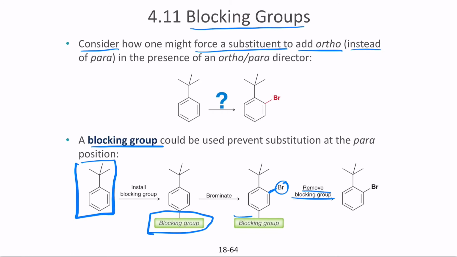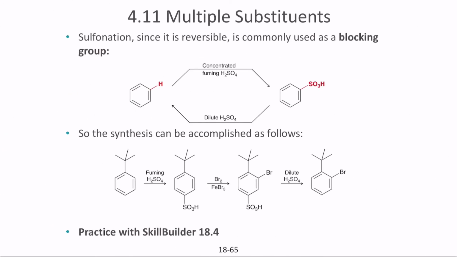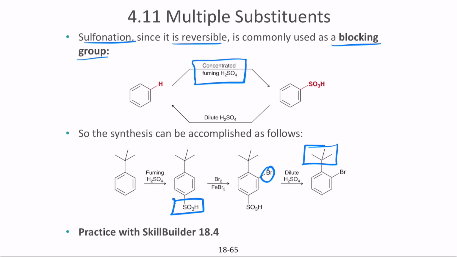If you remember, a blocking group that can easily be removed is sulfonation. Since sulfonation is reversible, it's the most commonly used blocking agent. When you use sulfonation, you can block the para position and force bromination to occur at the ortho position. If you have a sterically hindered site where it would generally form only a minor product without the blocking agent, and you want it to be the major product, you have to put a blocking agent there. One way to do that is to use concentrated fuming H2SO4, which causes sulfonation, and when you dilute it, it causes desulfonation.